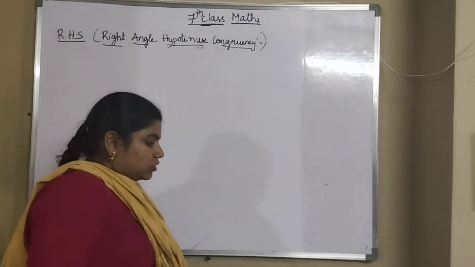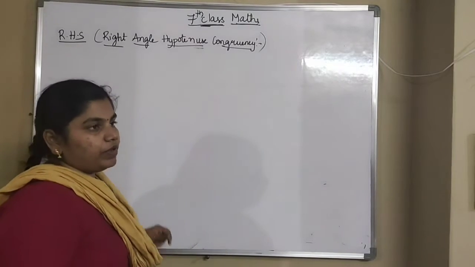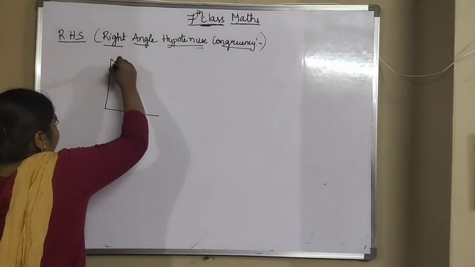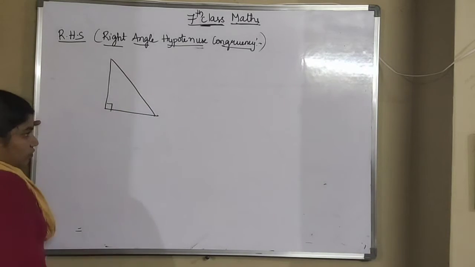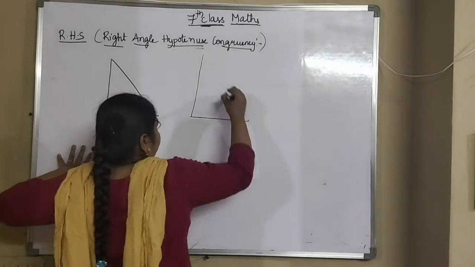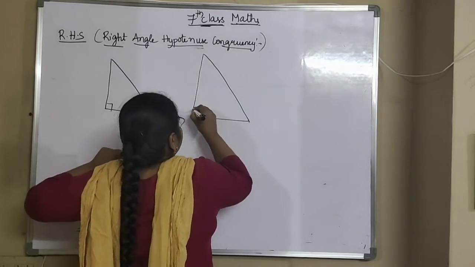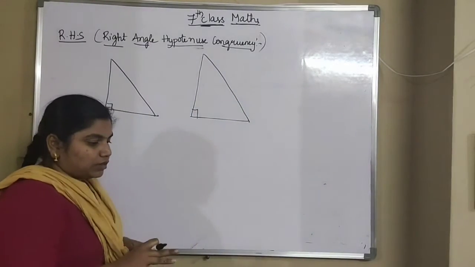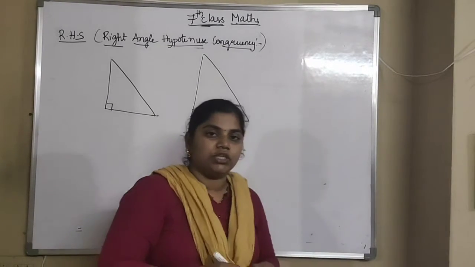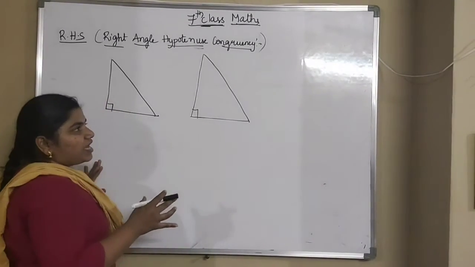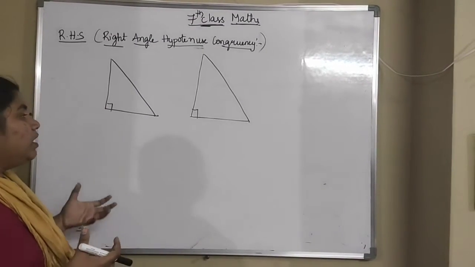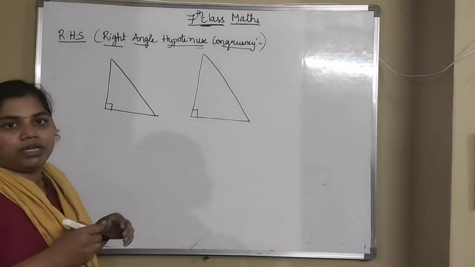We will see. Suppose right angle, already we know about right angle. Right angle is nothing but it will form 90 degrees in a triangle. Okay, so we are talking about congruency. So two triangles should be there. What do you mean by congruency? Congruency is nothing but two triangles are congruent to each other when their shape and size are the same. When shape and size are the same, we will call the two figures congruent figures.